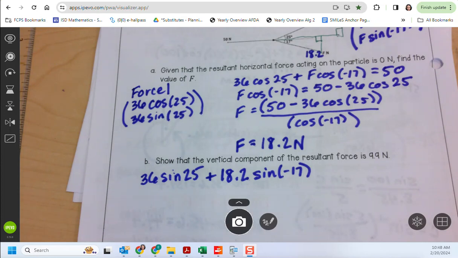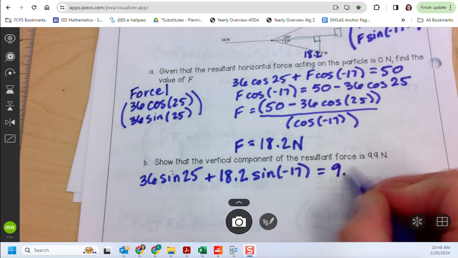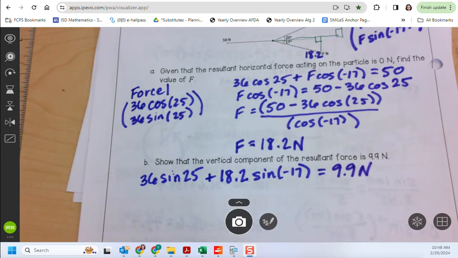All right, anybody getting 9.9? One person, two people, three people, good. All right. 9.9 newtons.